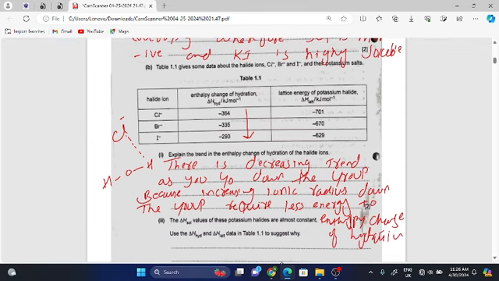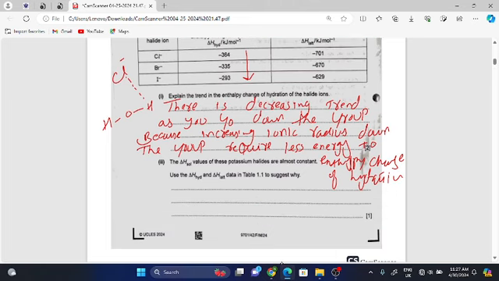It means that with the increase of ionic radius, with the increase of ionic size, there is the introduction of a large number of shells. Chloride is smaller than bromide, bromide is bigger than chloride but smaller than iodide, and iodide is much bigger than chloride and bromide. So the forces of attraction between the water molecule and the larger ion are weaker. That's why enthalpy change of hydration becomes less negative as you go down the group. That will be the reason for that.